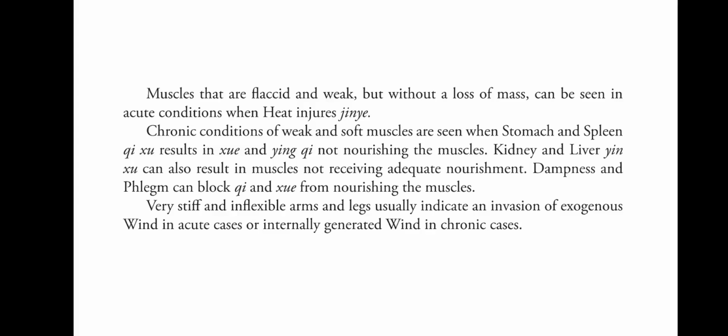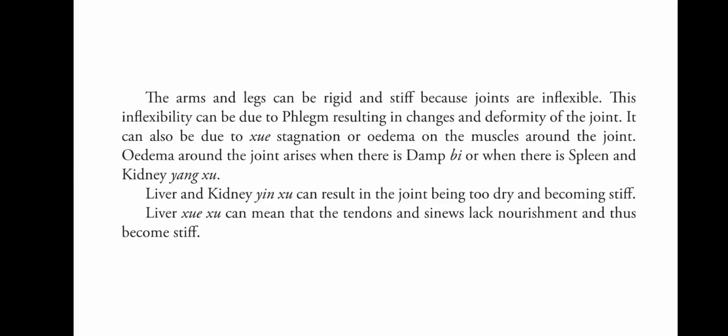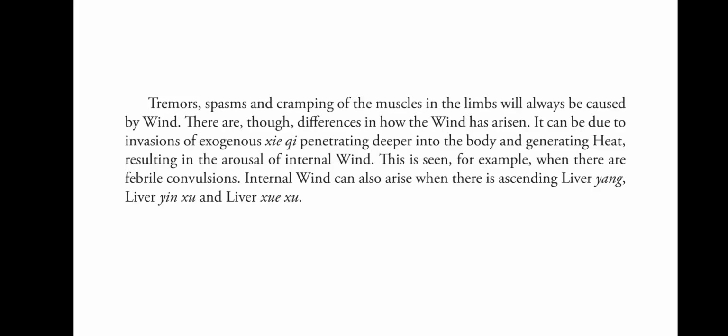Very stiff and inflexible arms and legs usually indicate an invasion of exogenous wind in acute cases or internally generated wind in chronic cases. The arms and legs can be rigid and stiff because joints are inflexible. This inflexibility can be due to phlegm, resulting in changes and deformity of the joint. It can also be due to blood stagnation or edema on the muscles around the joint. Edema around the joint arises when there is damp Bi or when there is spleen and kidney yang deficiency. Liver and kidney yin deficiency can result in the joint being too dry and becoming stiff. Liver blood deficiency can mean that the tendons and sinews lack nourishment and thus become stiff.